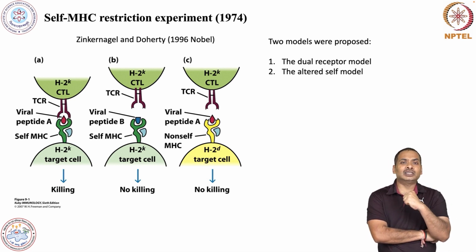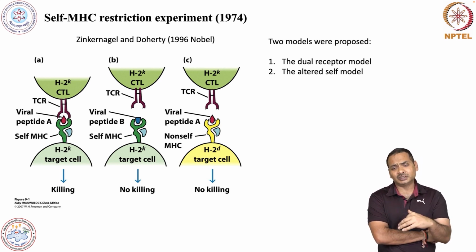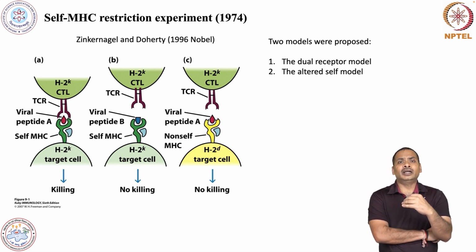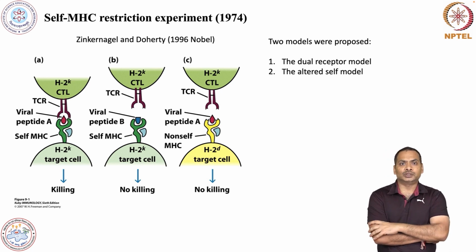The T helper cell will see the antigen presenting cell which is expressing self MHC and presenting the antigen. Then this T helper cell will proliferate and develop the appropriate immune response. Okay.